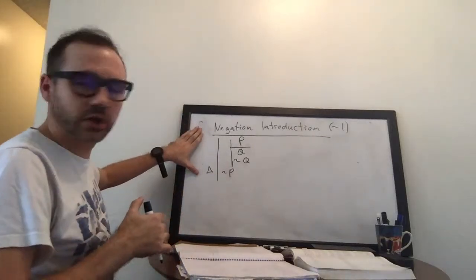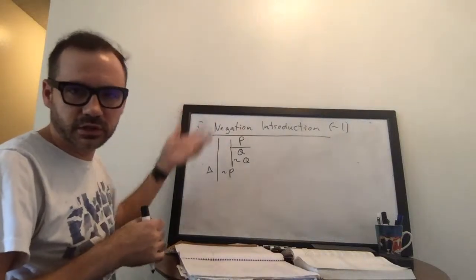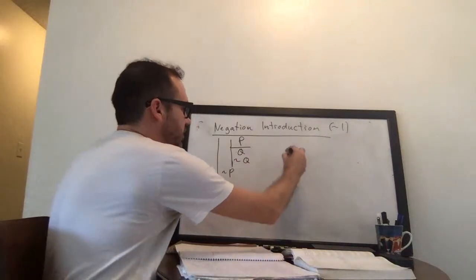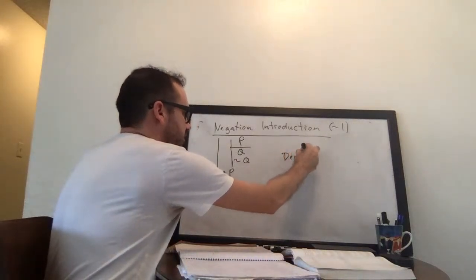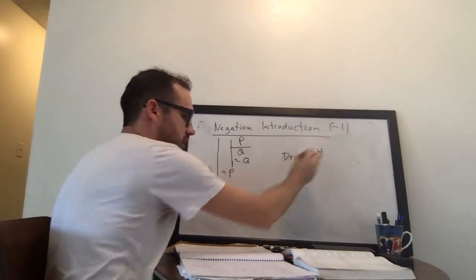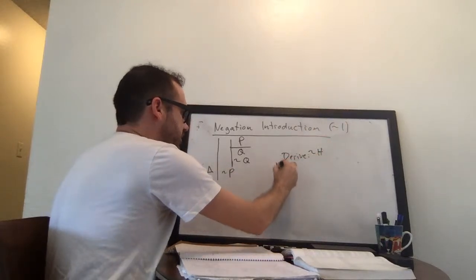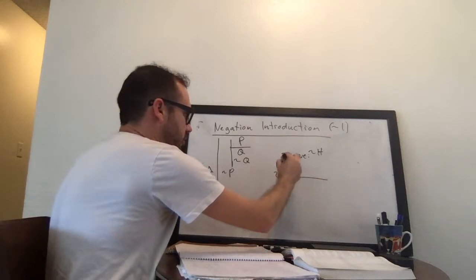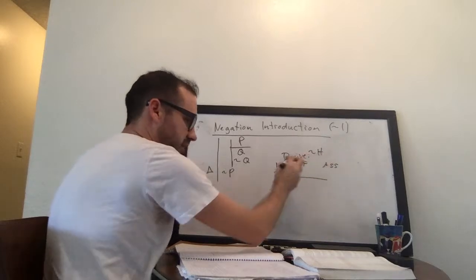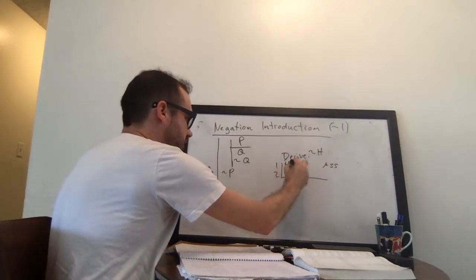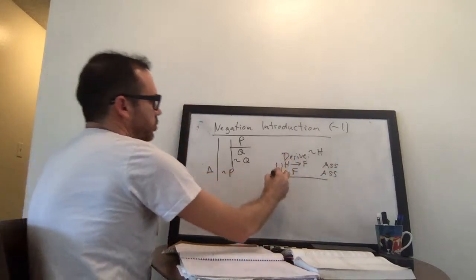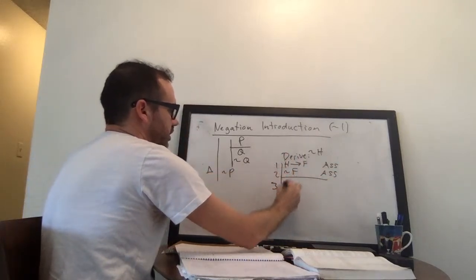I'll leave the rule up on the board for the moment so that you can consider it in conjunction with the problem here to the right. Suppose that I say derive this: derive tilde h. You are given these two premises to work on. First, if h, then f. Second, it is not the case that f, tilde f, the negation of f. Now you want to derive tilde h.